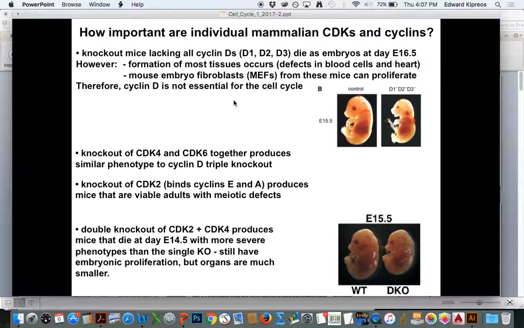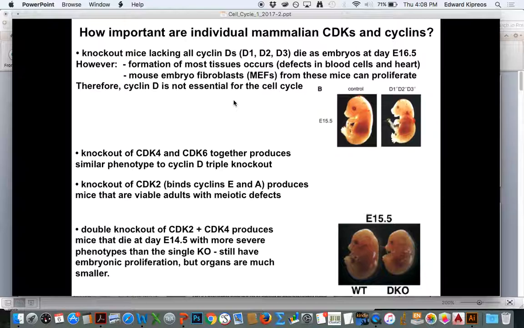All right, so then they knock out CDK2. Now this is the G1/S CDK, bound to cyclin E. It's a different cyclin, and it's important for the G1 to S phase transition. And this one's even worse, in the sense that it produces a mouse that can become adult. So you can have an entire mouse growing up, healthy, running around, eating, interacting with its neighbors. It doesn't have G1/S CDK activity at all. But it does have meiotic defects, so it can't have any children.